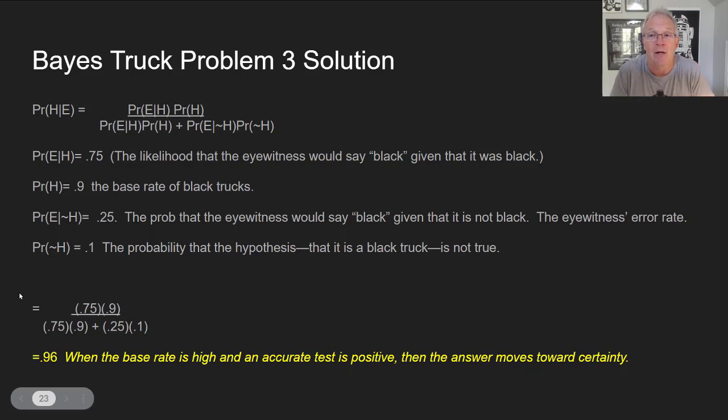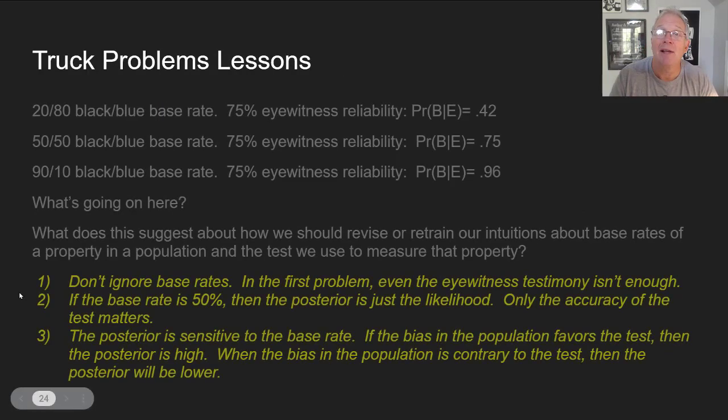Okay, so that's really interesting. When the base rate is high and an accurate test is positive, then the answer will move more towards certainty. It's a very high likelihood that this was a black truck. Most of the trucks in town are black trucks, and the eyewitness said it was black, so it's a very good, very high probability. So now, what are the lessons here?